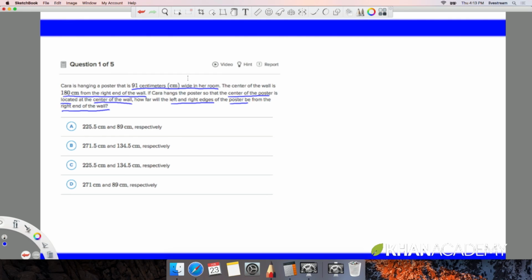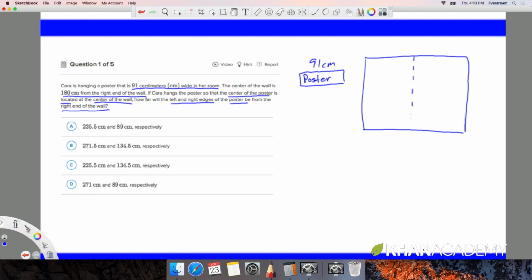Kara is hanging a poster. It's 91 centimeters, so I've got my beautiful poster. Excuse my inability to draw straight lines. So this is my poster, and we've got 91 centimeters here. And then I've got a wall that I'm hanging this inside of. So if I draw this wall, and it says the center of the wall is 180 centimeters from the right end of the wall, then I'm just going to estimate the center's got to be about there. And so if this is the center, it is 180 centimeters from the right. So we've got 180 centimeters.